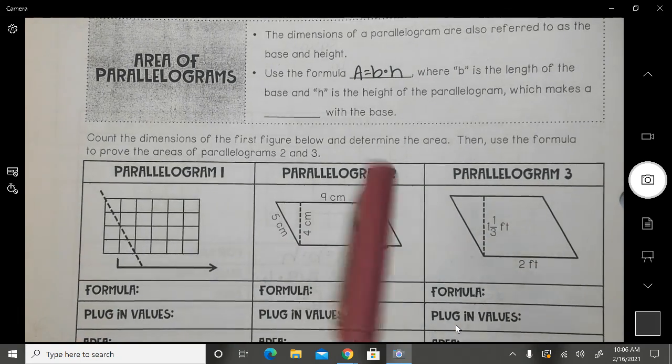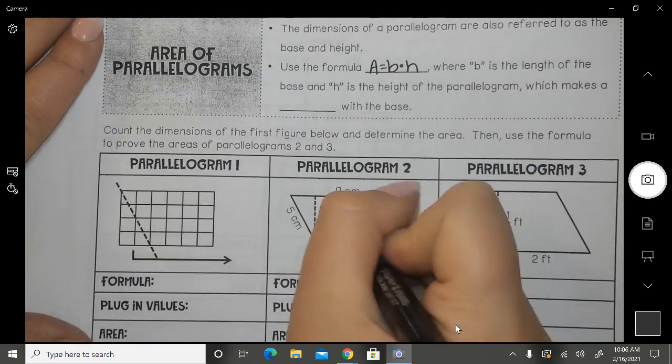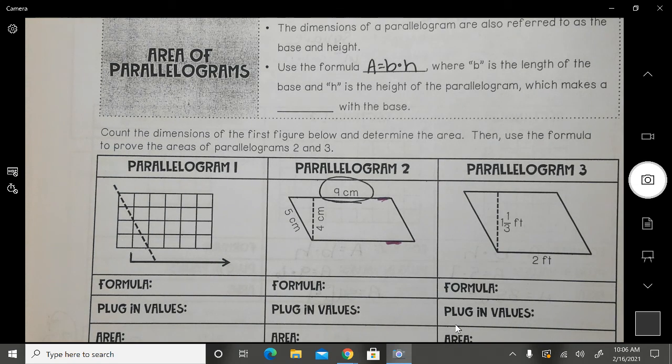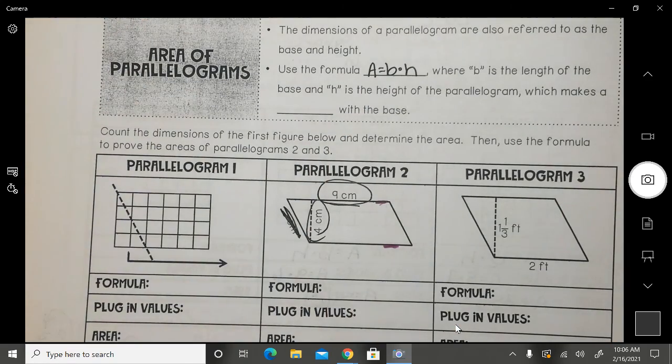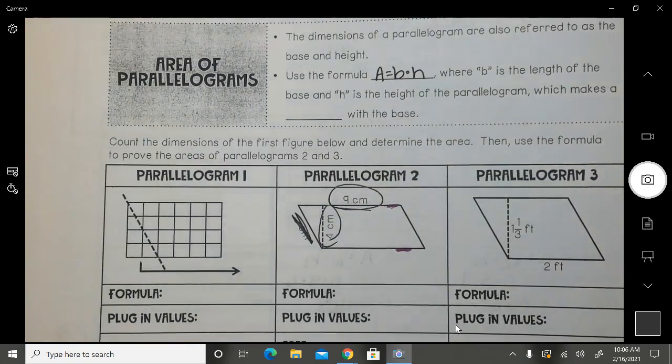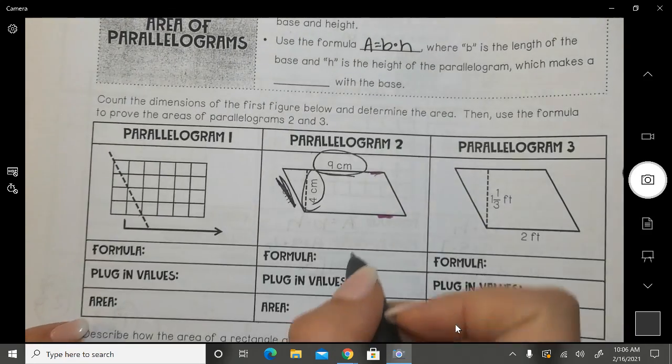So they give us 3 different numbers. We only need 2. Which one do you think we can get rid of? If we need base and height, which one's the base? 9. The 9 is the base. Which one's the height? 4. 4 is the height. You do not need this slanted number right there, so mark it out. Y'all, anytime you've got that diagonal, the dotted line, that means height.